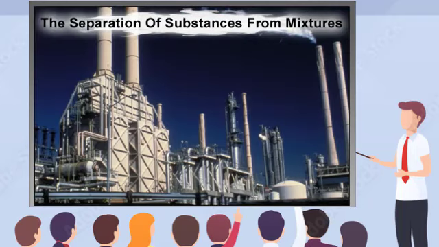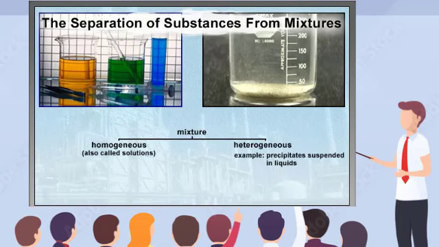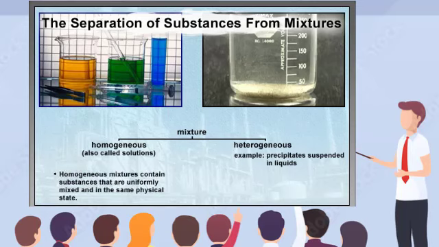To this point, this program has discussed combining substances to form solutions or precipitates. However, science and industry are often interested in separating one or more substances from mixtures. Mixtures are either homogeneous or heterogeneous. As you learned earlier in the program, solutions are homogeneous mixtures because they contain substances that are uniformly mixed and in the same physical state.